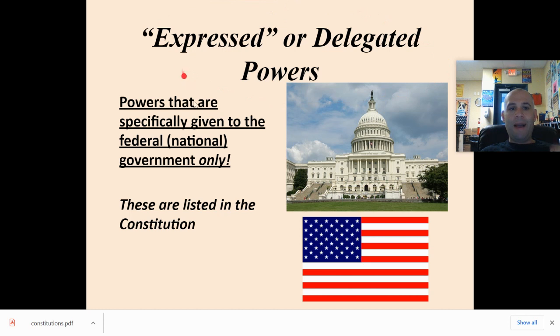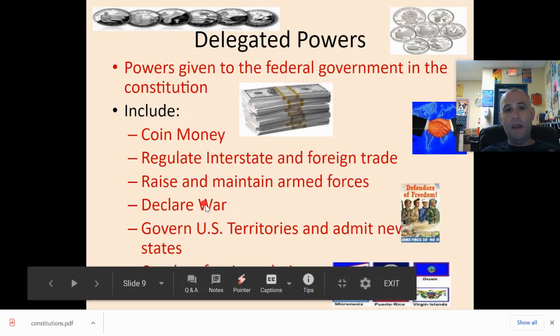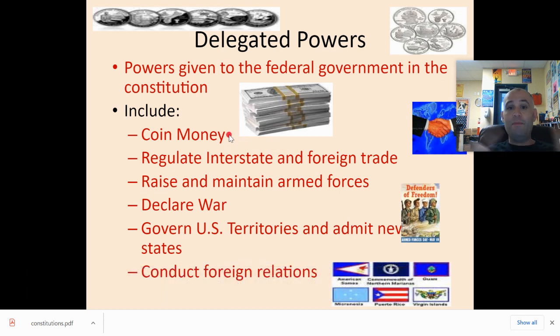Okay, so powers that are specifically given to the federal government are called expressed or delegated powers. Remember, we talked about this in the legislative branch when we talked about the Constitution. Expressed or delegated powers are the powers of the national government that are listed in the U.S. Constitution. And maybe you remember some of these: coining money, regulating trade between states and between countries, running the military, declaring war, conducting foreign relations. These are delegated powers of the federal government. Only the national government can do these things.